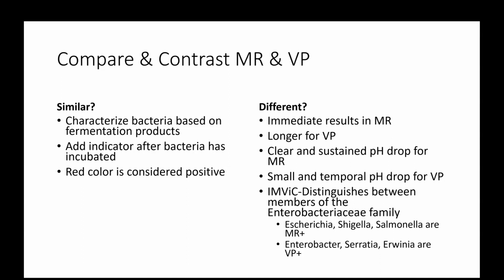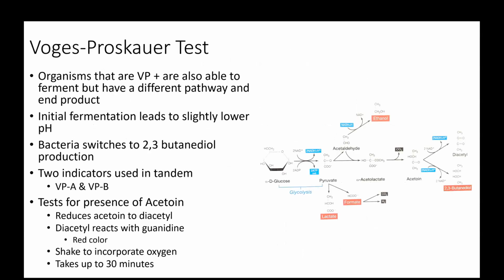Between these four tests, it will distinguish between members of the enteric, so the Enterobacteriaceae family. They have a lot of common pathogens in them, and so it's very important to utilize tests that can differentiate between the different genera within this family. So for example, Escherichia, Shigella, and Salmonella species are all methyl red positive, whereas Enterobacter, Serratia, and Erwinia species are Voges-Proskauer positive.